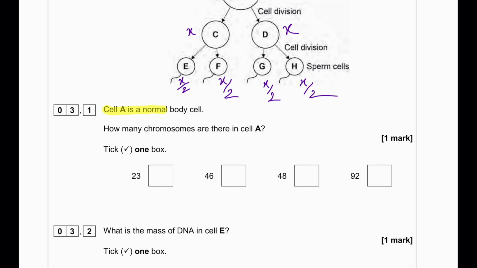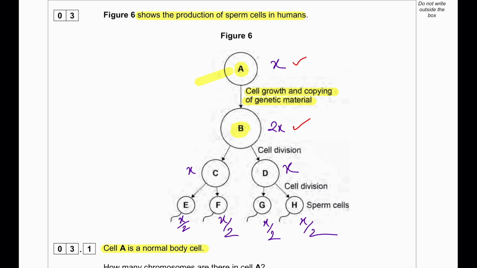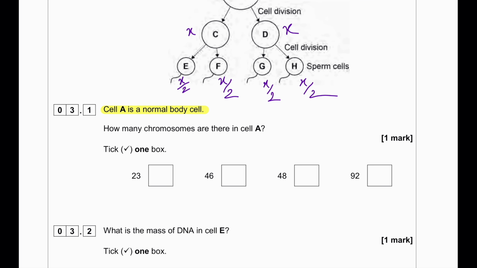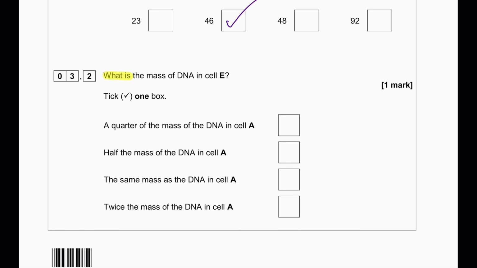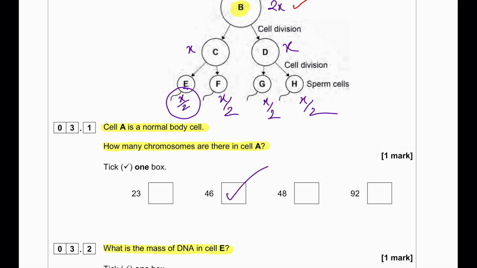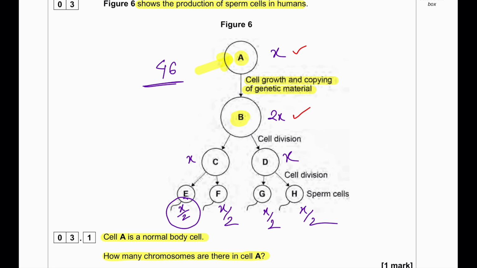Cell A is a normal body cell, which is this one. In humans, a normal body cell contains 46 chromosomes. How many chromosomes are there in cell A? Must be 46. What is the mass of DNA in cell E? We already talked about it. The mass of DNA doubled when it went from A to B because the cell was preparing for division, which is why it was 2x.